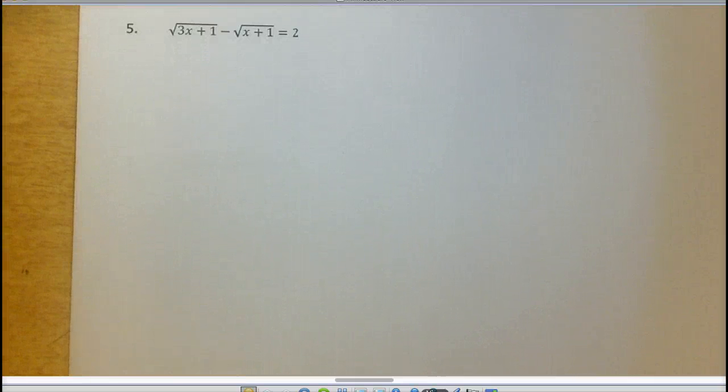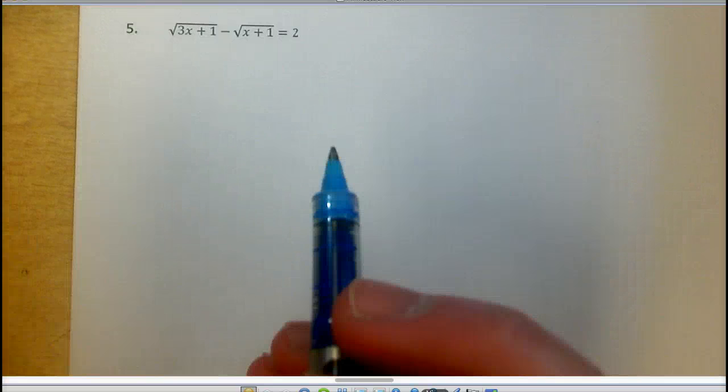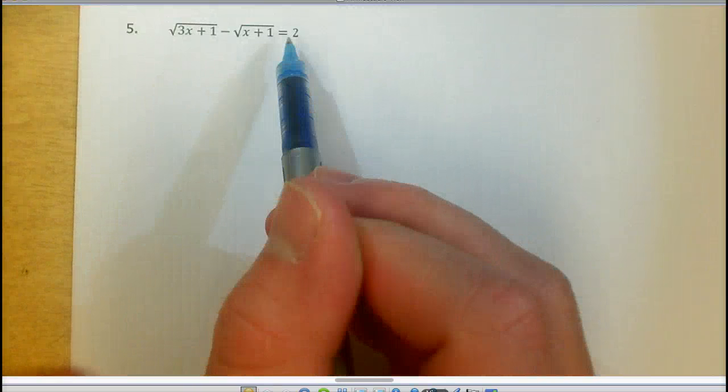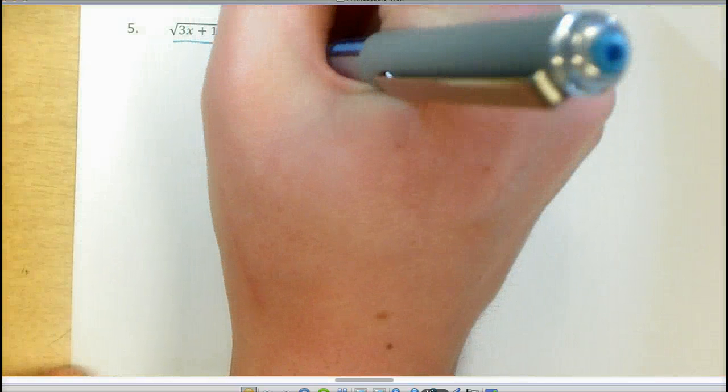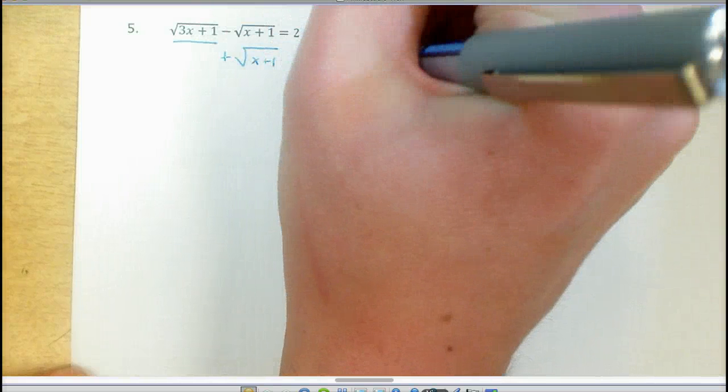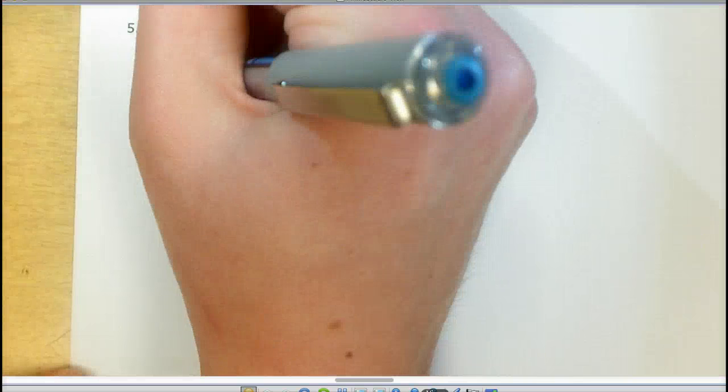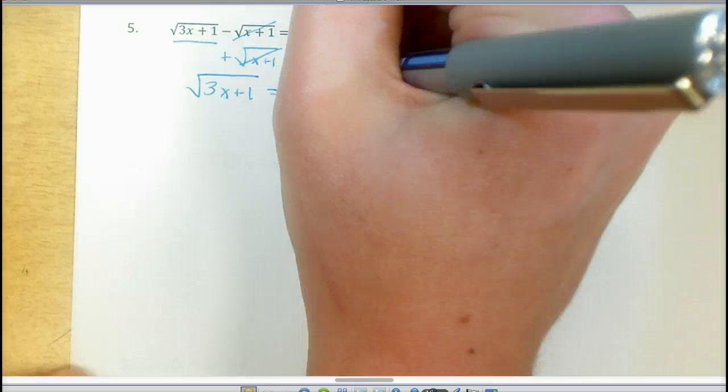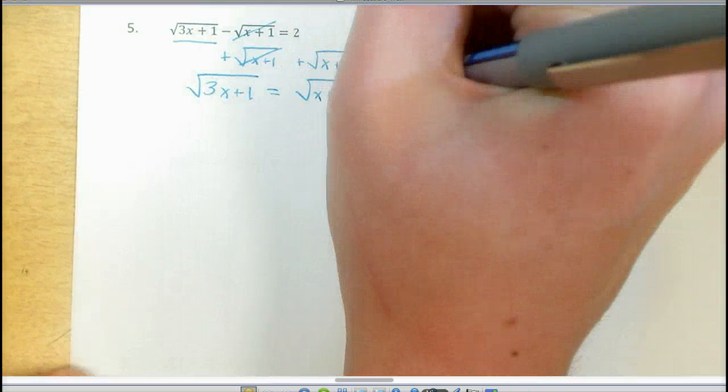Okay, just like for the last lesson, I told you guys if you have two radicals in a problem, make sure you isolate the more complicated looking one first. 3x plus 1 is just a little bit more complicated looking than x plus 1, so I'm going to isolate this one here first. So I'm going to add radical x plus 1 to both sides, which gives me radical 3x plus 1 equals radical x plus 1 plus 2.